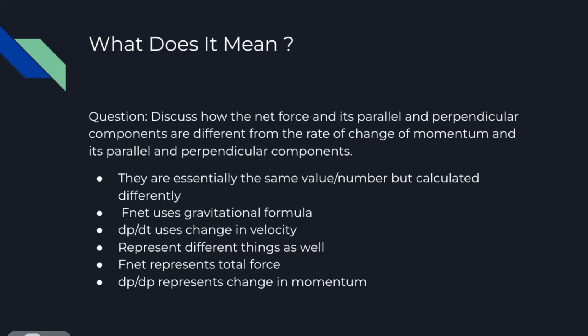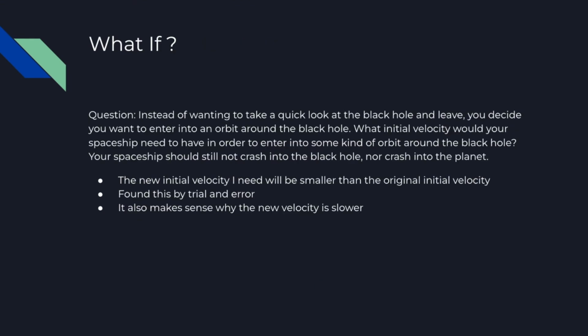So what does this mean? We're asked to see how the net force and the change of momentum are different. Essentially they're the same value, just calculated differently. The net force just uses the gravitational formula and takes in the total amount of force. The dp over dt is the change in velocity, because that's representing the momentum, which is mass times velocity. This leads to representing different themes. Net force is the total amount of force acting on it, and dp over dt is the change in momentum. Sorry about the typo, it's a dp over dt.